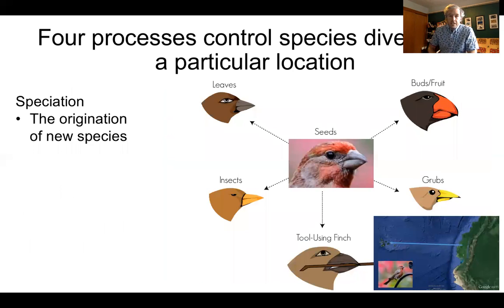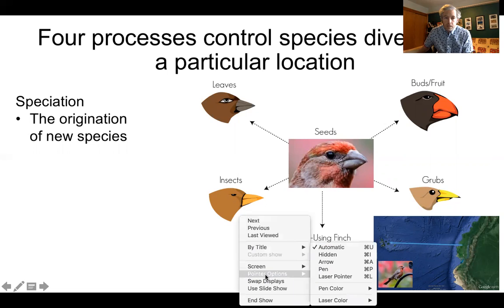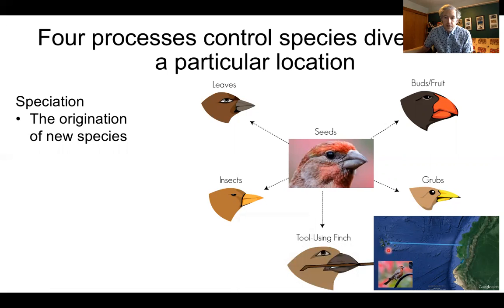The other two processes exist on a longer time frame. Immigration and emigration occur in ecological time. There are two other processes that occur in evolutionary time, and these are speciation, the origination of new species. One of the clearest examples of this is Darwin's finches. We talked about how this area here is the Galapagos Islands.